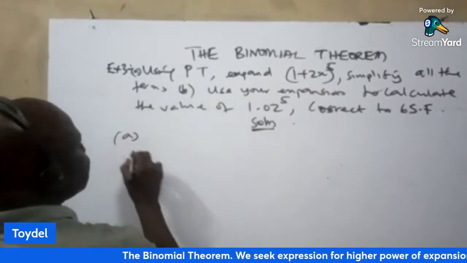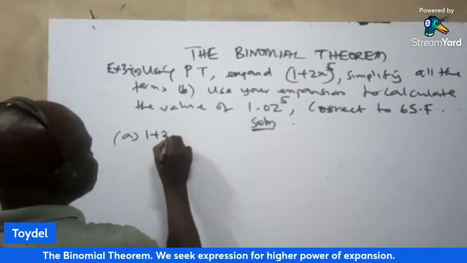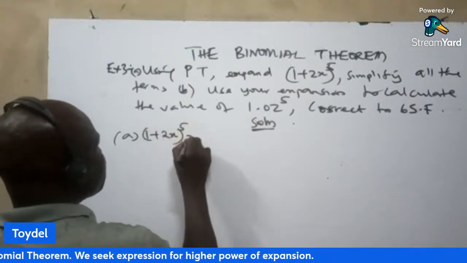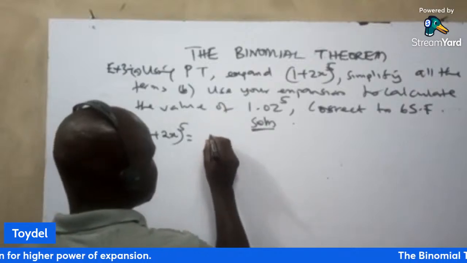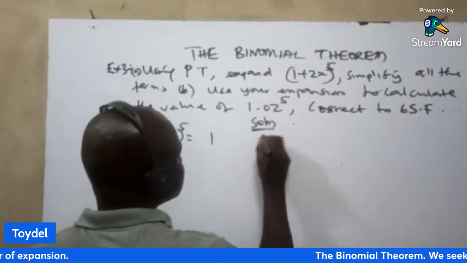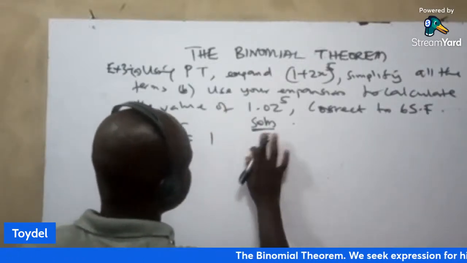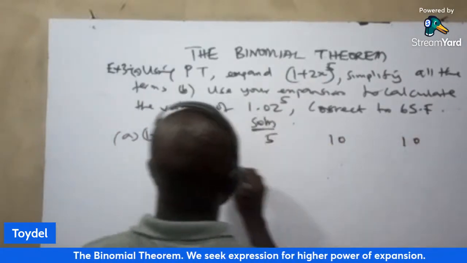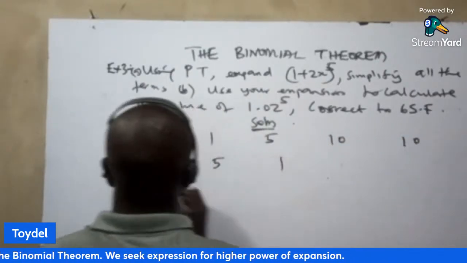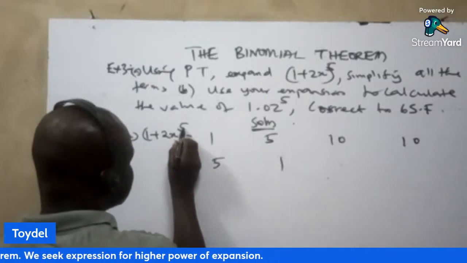The A part of the question, we want to expand 1 plus 2x raised to power 5. Of course, if we use the Pascal triangle as we have shown the other time, this will be 1, 5, just to get the coefficient of the expansion. This 1, 5, 10, 10, 5, 1. So this first one will be decreasing, this will be increasing.